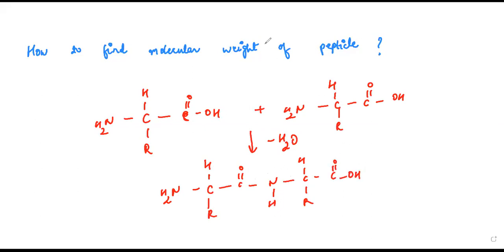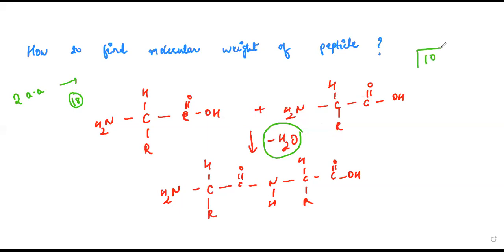Is it clear? So what we have to notice is that when two amino acids are involved in the formation of a peptide bond to form a dipeptide, it leads to the leaving of a water molecule. And the molecular weight of a water molecule is 18. When two amino acid residues combine, one water molecule leaves.